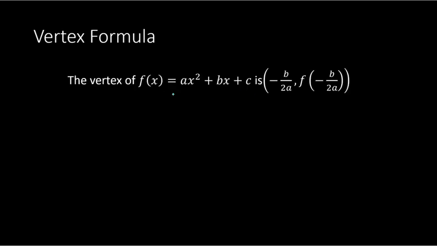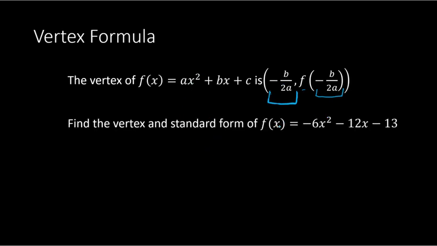So the vertex of a function, f of x equals ax squared plus bx plus c, we see the x value is going to be negative b over 2a. So we take the x value, we can find that by using negative b over 2a, and then once you find your x value, you plug it in for x in the f function, and figure out what you get for y. So you find x, and then once you find it, plug it in to find y.